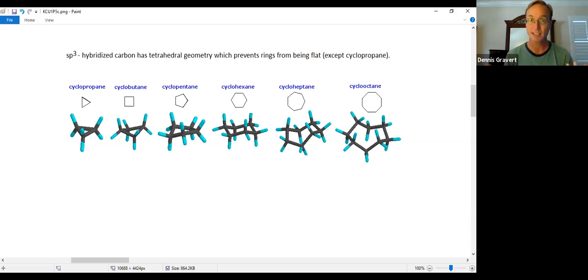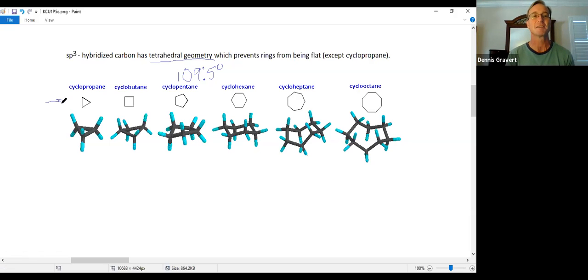Cyclohexane, as well as the cycloalkanes, alkanes all have 4 single bonds to carbon. The carbon is sp3 hybridized, right? And sp3 hybridization means that the carbon has tetrahedral geometry. Bond angles of approximately 109.5, sorry. And what does that do? Well, it means our rings are not flat.